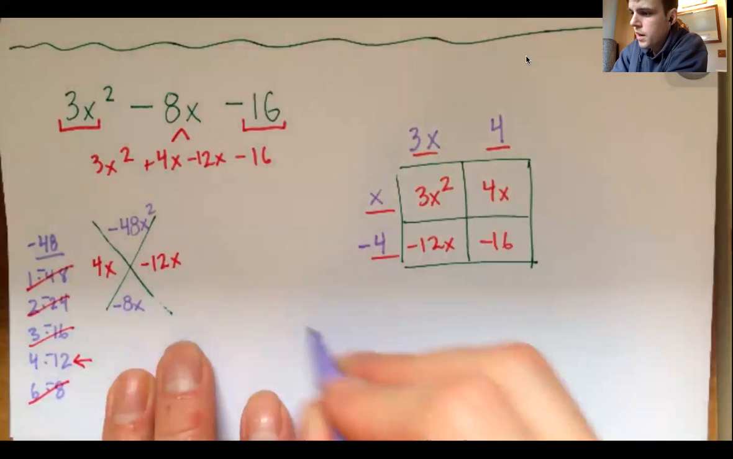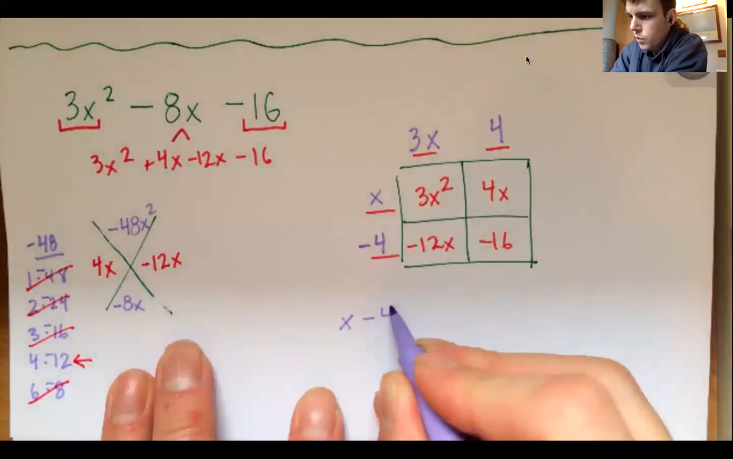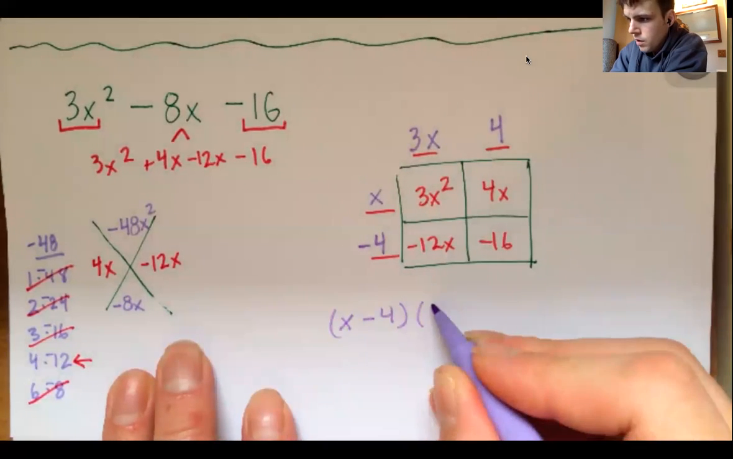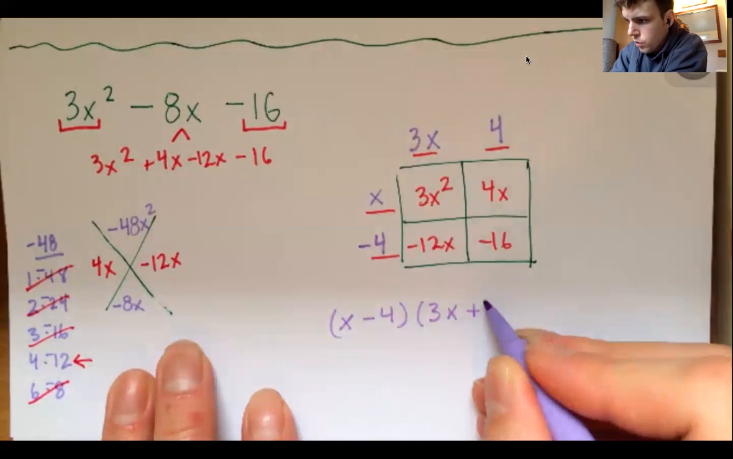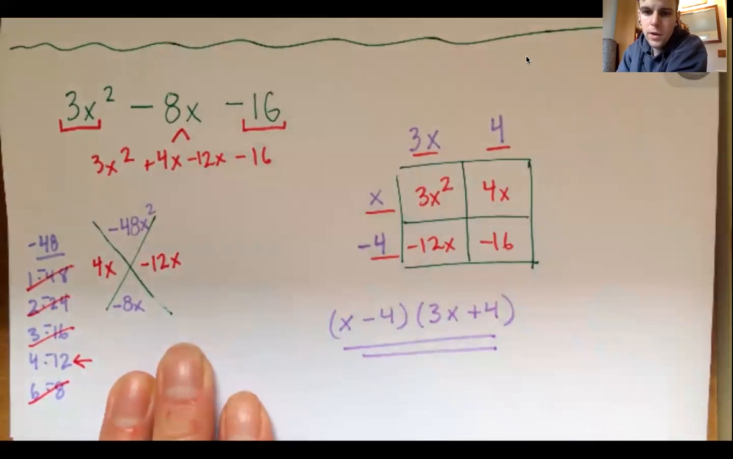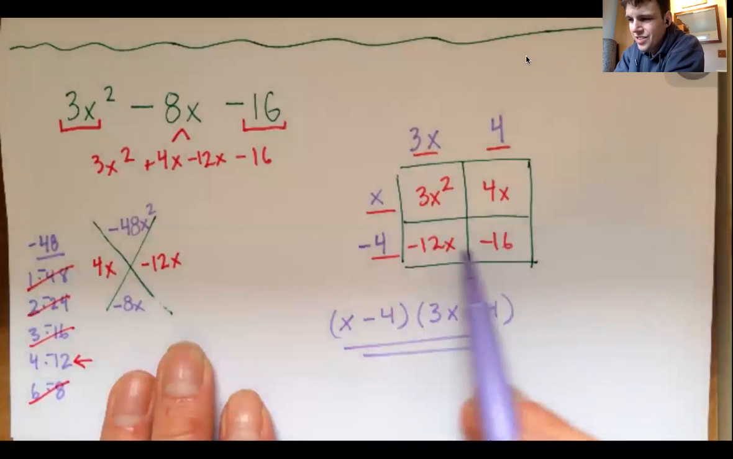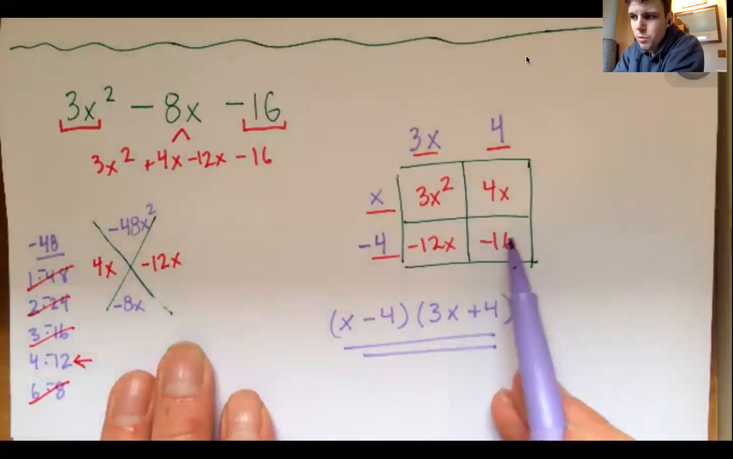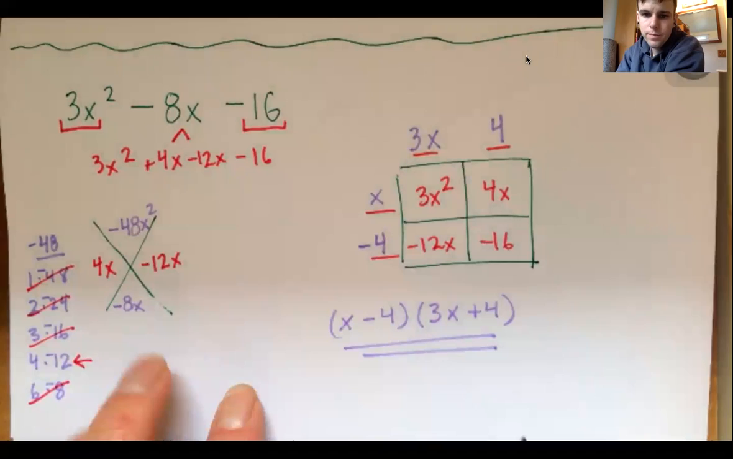So these are going to be our answers. x minus 4, 3x plus 4. This is the factored form of that polynomial. Factored form is very useful for simplifying, for solving, for all kinds of things. So we need to be able to factor accurately. And you can see just by using the box method, we're pretty sure that it does work.